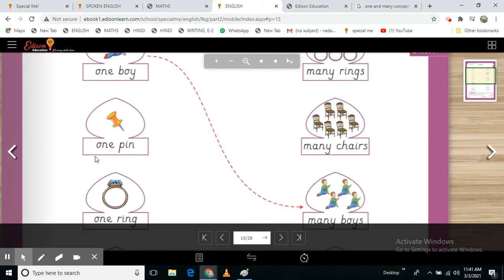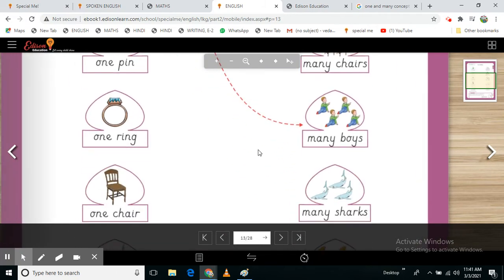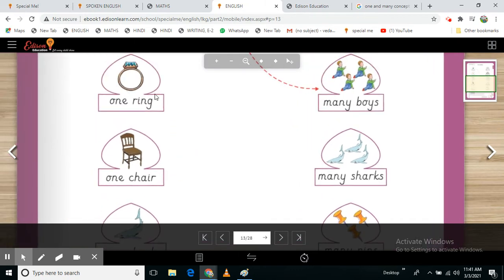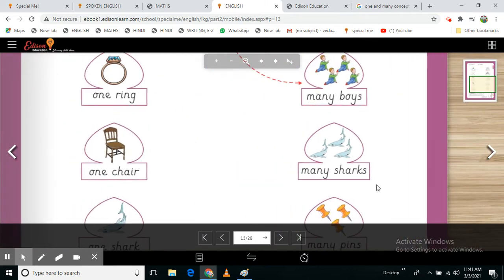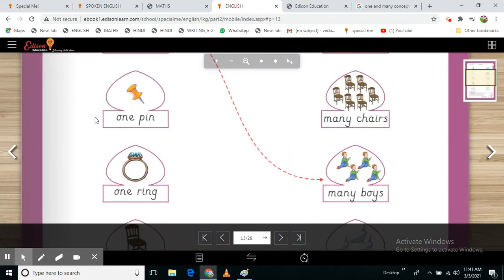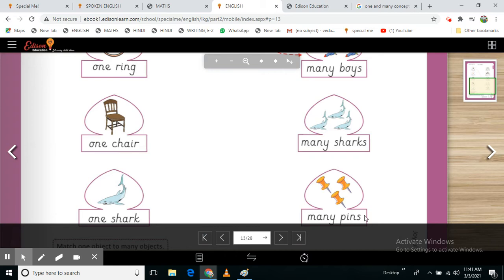Okay, now next one, this is one pin. Now you have to match up with many pins. These are many pins. Okay, more than one, है ना, एक से ज्यादा है तो many pins. Now see s at the last of the word, keep in mind s. Okay, pin, then it will convert into pins. Okay, one pin, many pins.